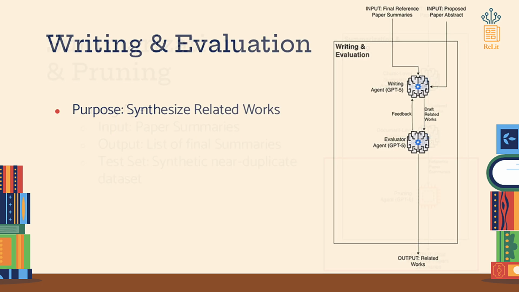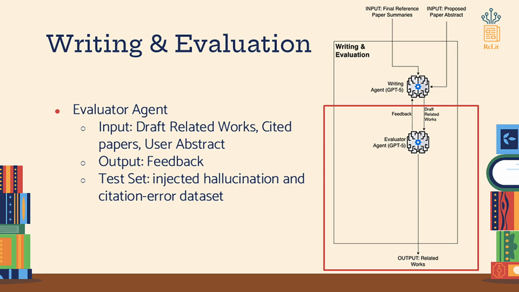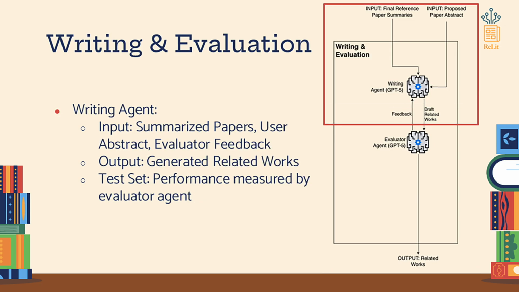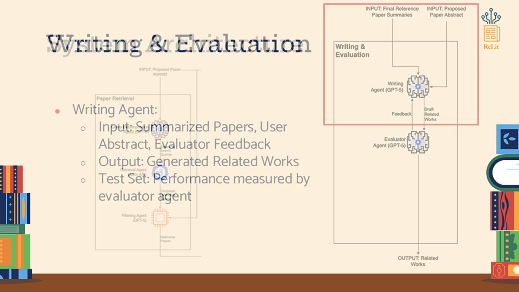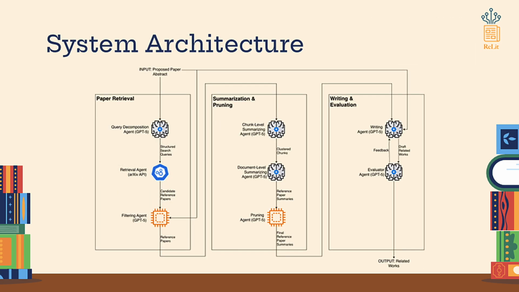Once we have our reduced set of paper summaries, we can move on to writing and evaluation, which starts with the writing agent. The agent takes in the summaries and the user abstract, and it drafts an initial related work section. This gets sent to the evaluator agent, which is going to check the work for citation errors, hallucinations, and fidelity to the original abstract. The feedback gets sent back to the writing agent, and this rewrite loop keeps going until either the evaluator is satisfied with the output or we hit a max retry of 5 times. To summarize, we take a user abstract, we retrieve papers, condense them, and then we write and evaluate the related work section.